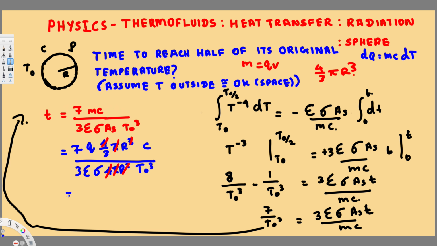Here we are going to have 7. Also this 3 can be brought to the bottom, so this is going to be 7 over 9, rho r c over epsilon sigma T naught cubed. And that's going to be our final answer.